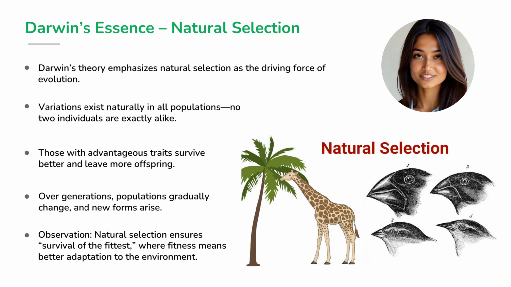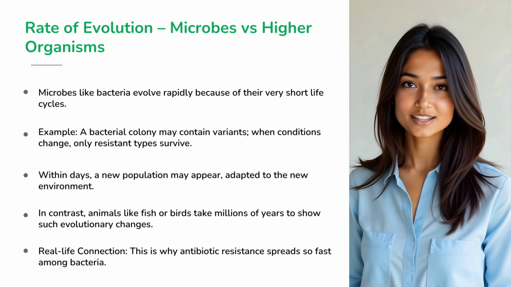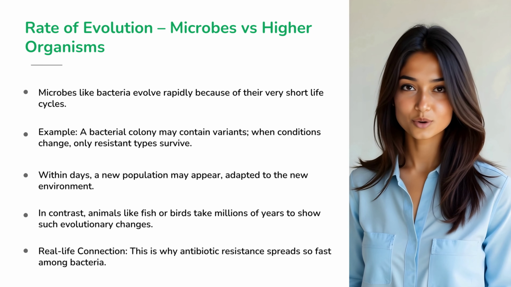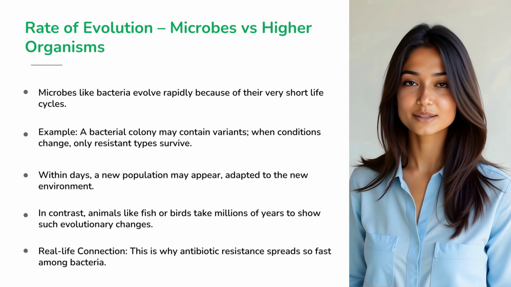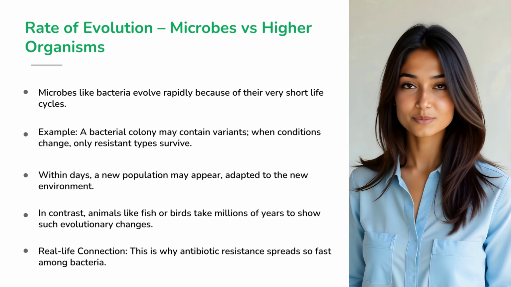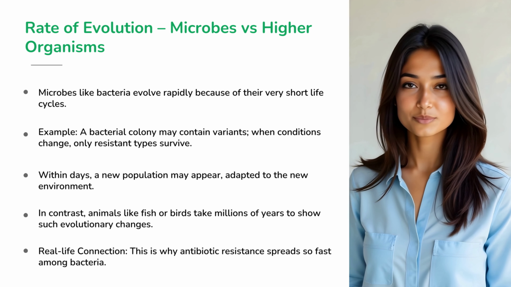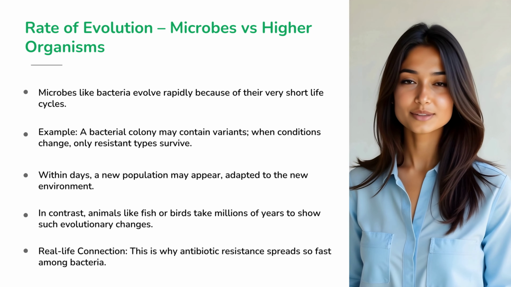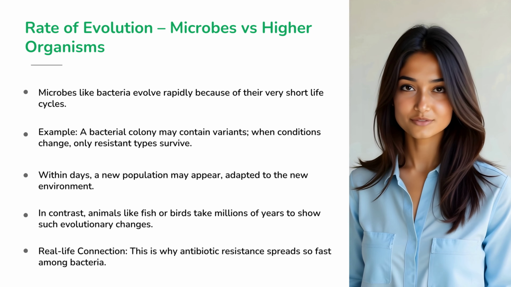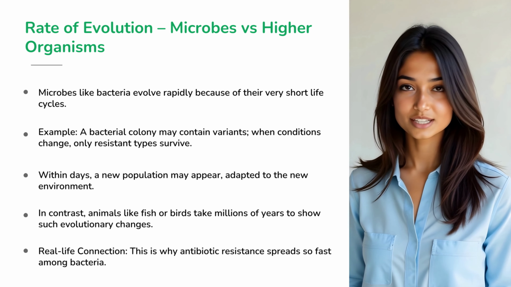Darwin called this process the survival of the fittest, but remember, fitness here means better adaptation to the environment, not physical strength alone. Have you ever noticed how fast bacteria adapt to antibiotics? This is because microbes have incredibly short life cycles, sometimes just minutes or hours. In a bacterial colony, some variants may already exist. When exposed to an antibiotic, the resistant ones survive while the rest die. Within days, the survivors multiply into a new resistant population.